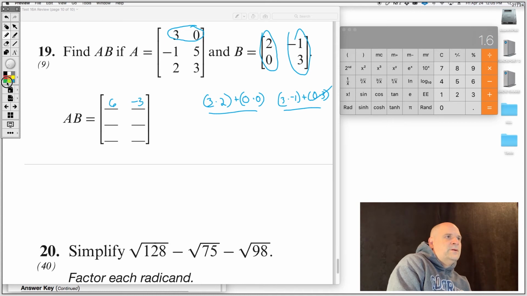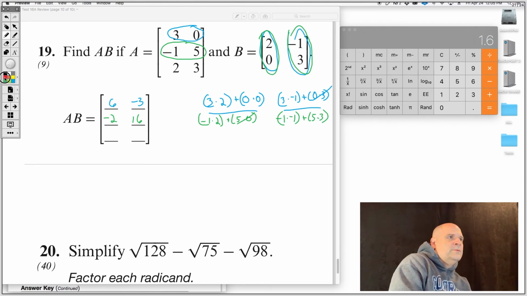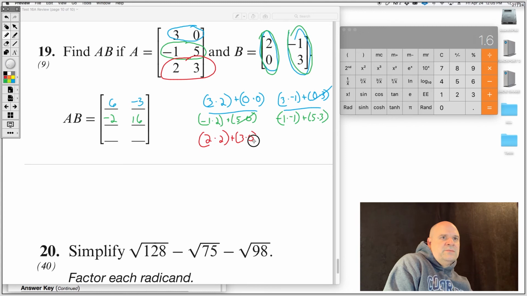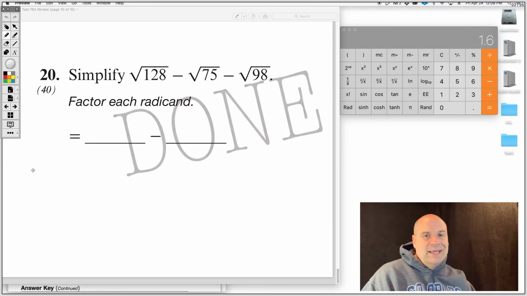Let's do the next row with these columns. So -1 times 2 plus 5 times 0, which cancels, so you get left with -2. And then -1 times -1 plus 5 times 3, so that's 1 plus 15, which is 16. And then the last row: 2 times 2 plus 3 times 0, so you get 4 there. And then 2 times -1 plus 3 times 3, so that's -2 plus 9, which is 7. Good times, number 19.